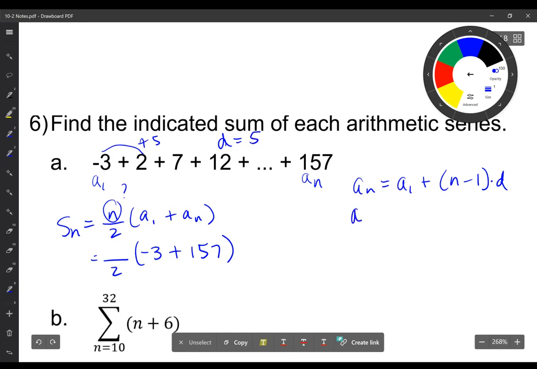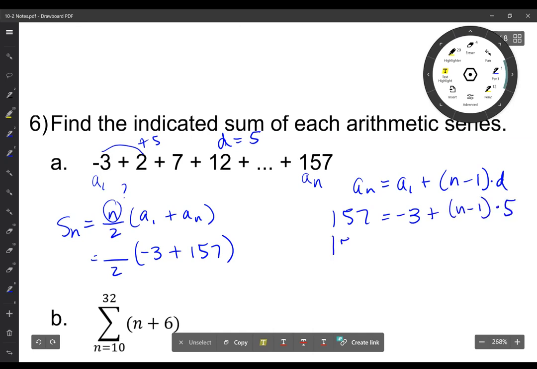And I know my a sub n term is 157, right? I don't know what n it is, but I know it's 157. So I'll go ahead and plug that in here. A1 is -3, n is what I'm looking for, and d, of course, is positive 5. So let's go through and distribute.